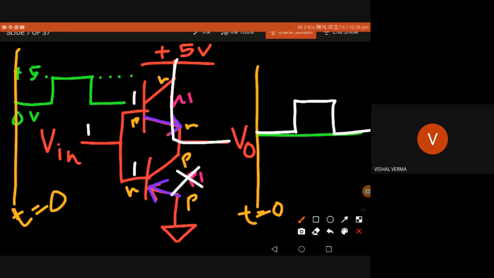Now you can see I'm getting the same waveform as the input, exactly the same timing. Maybe some distortion may be there, but this is exactly the same. So my question is, what is the need of this circuit? If my input is the same as output, what is the use of this circuit?